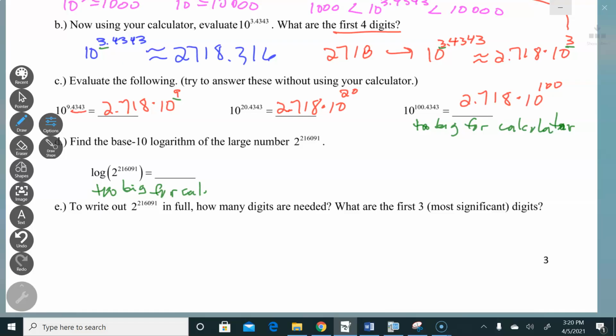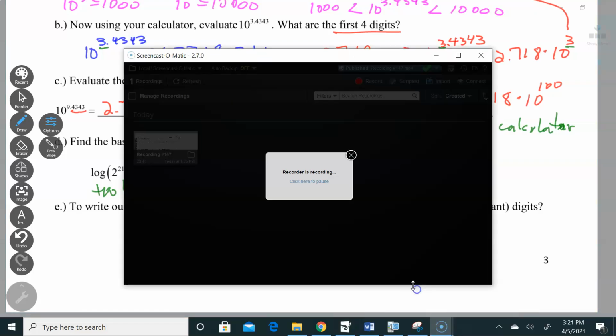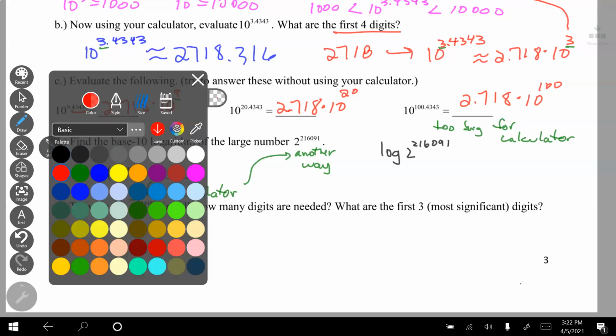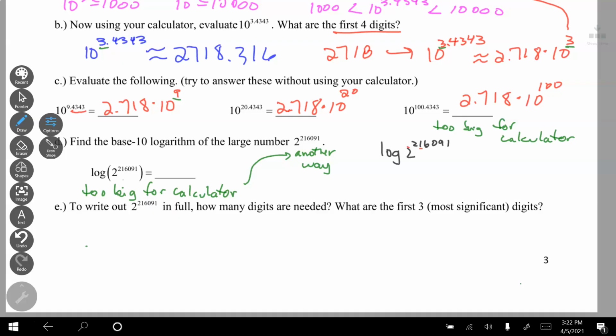So I need another way. And this is what I'm going to do. So here's my other way. I'm going to use my rules of logarithms. And I remember my rules of logarithms says this guy can go up front. And so this really is equal to 216,091 times the log of 2. And that will work out for me, and I'm going to get a nice decimal number for that.